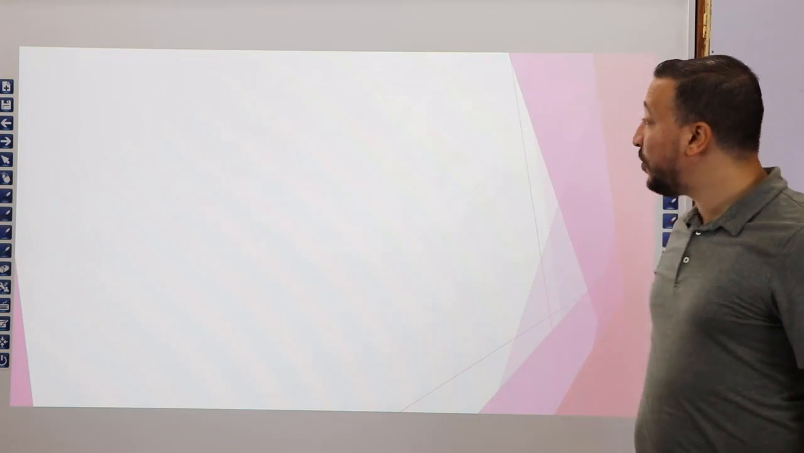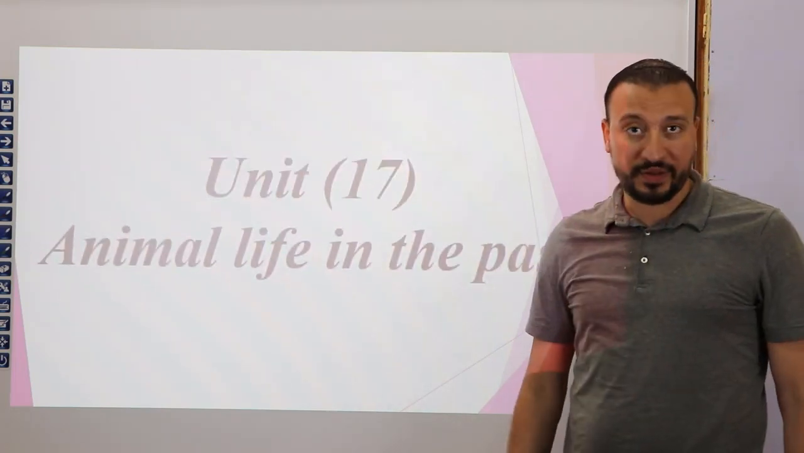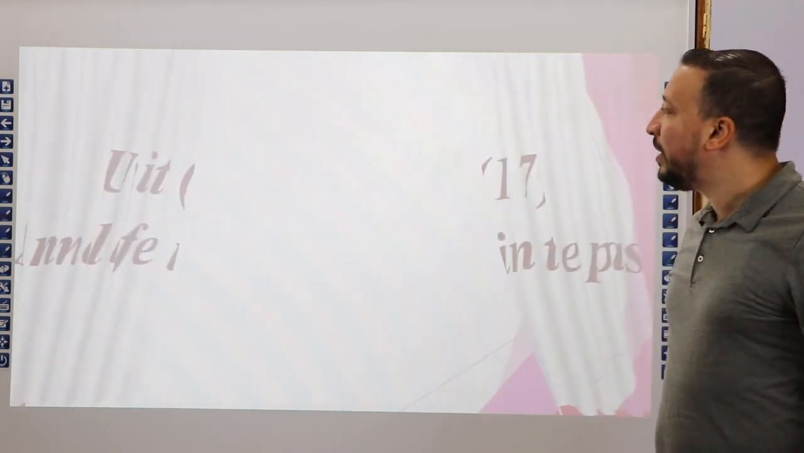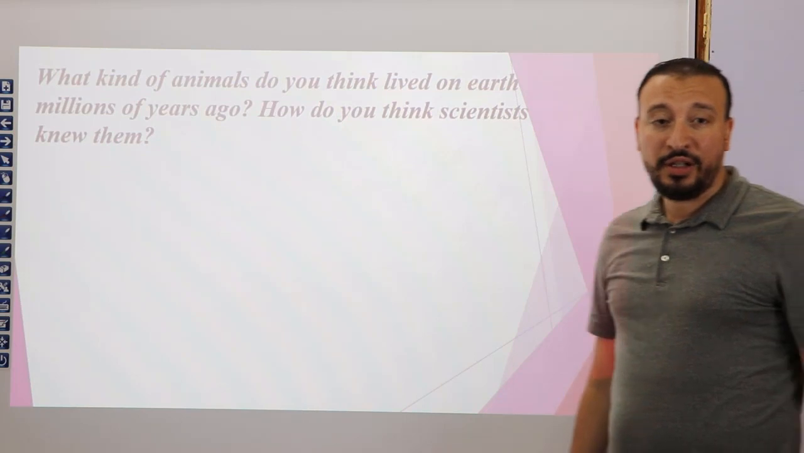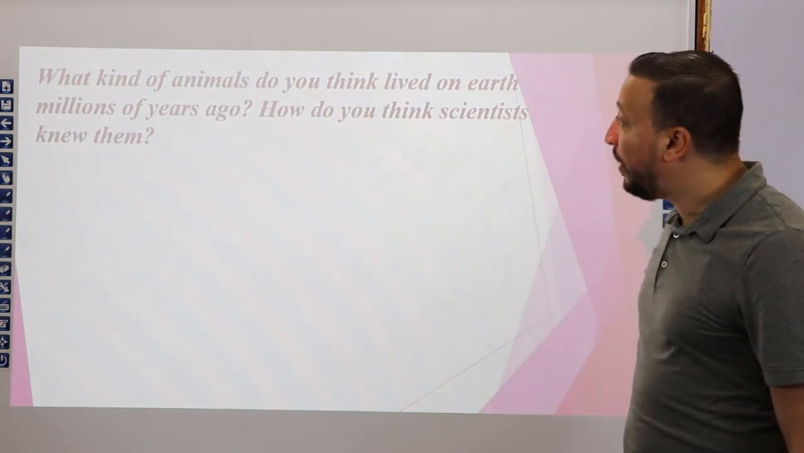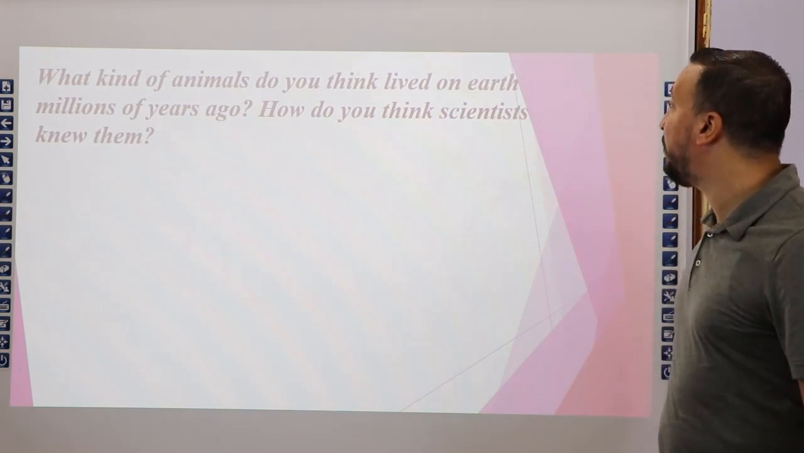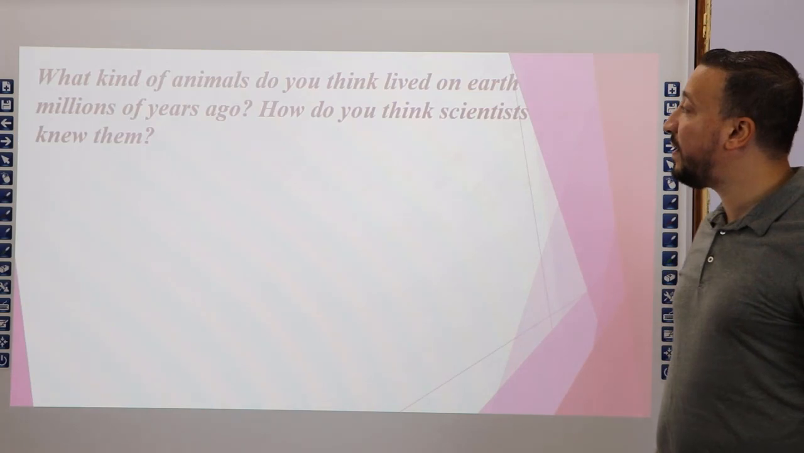Today we are going to talk about our unit 17, Animal Life in the Past. Let's move to our passage, which is talking about dinosaurs. Dinosaurs. What kind of animals do you think lived on Earth millions of years ago? How do you think scientists knew them?